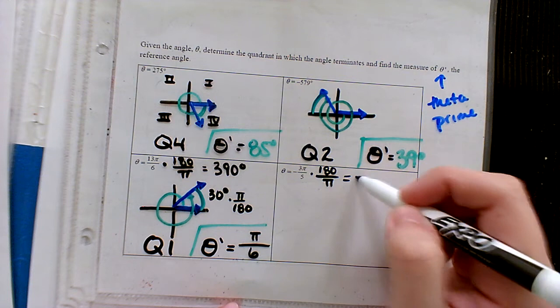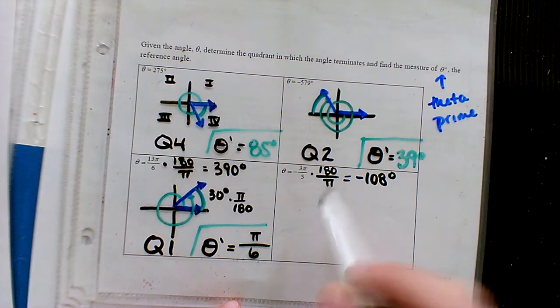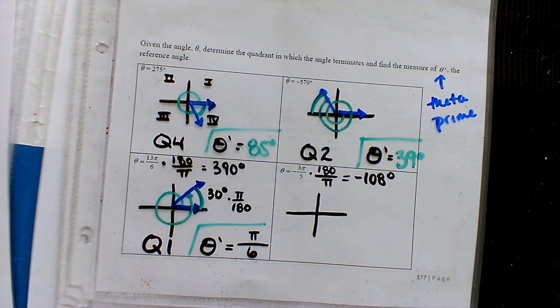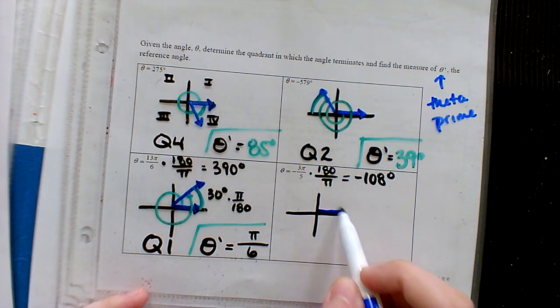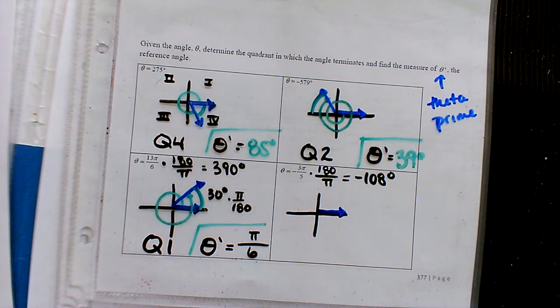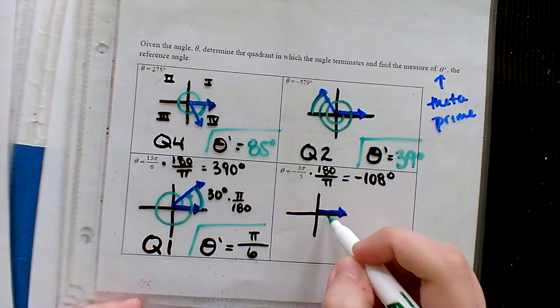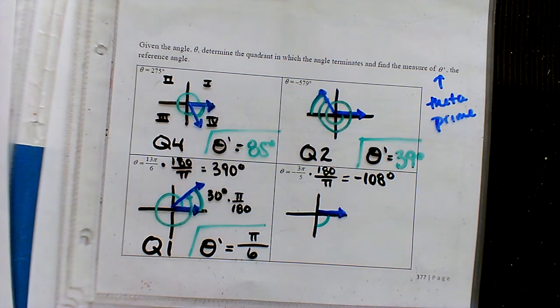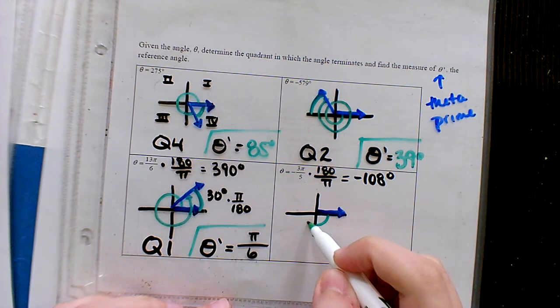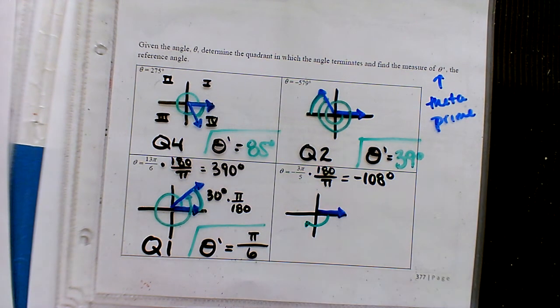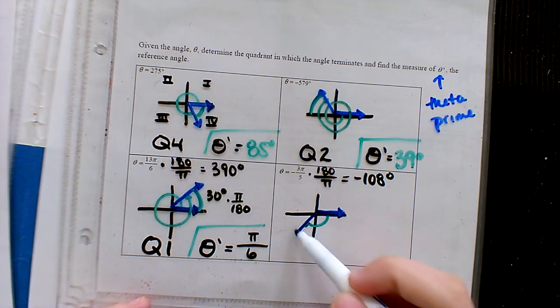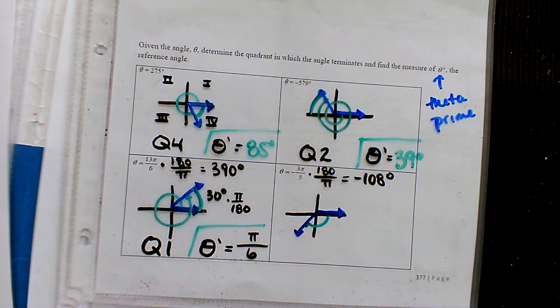Negative 108. All right, so let's draw that angle. Negative, we have to draw it backwards. If we go one quadrant, that's 90 degrees. Looks like we'd have to go 18 more into the next quadrant to get that 108. So we will draw in the terminal side. There's our negative 108 angle.